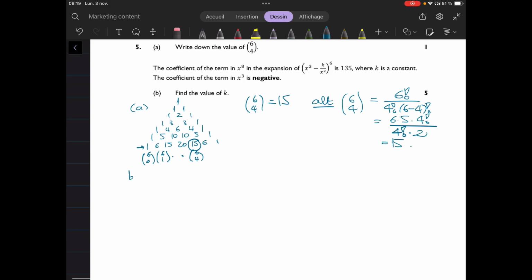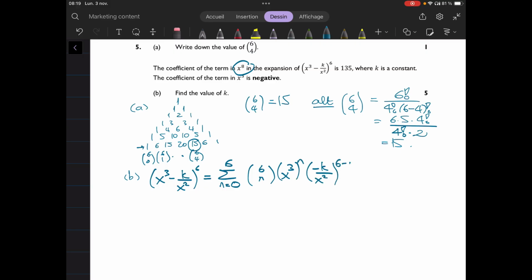In part B, you're given that the coefficient of a term in x to the 8 is 135. So, what term in the expansion is it? Let's write out the general term. The general term would be 6 chooses n, x to the 3 to the n, minus k divided by x squared to the 6 minus n.